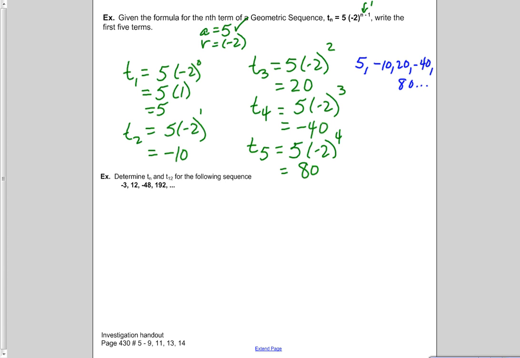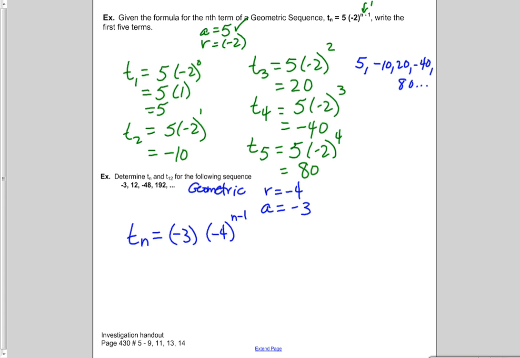Determine the general term and the 12th term for the following sequence, -3, 12, -48, 192. This is a geometric sequence. I can tell because I'm not adding a constant number. I am multiplying by -4 each time. So my ratio is -4. I've done a quick mental check that for all 4 terms it is the same. My initial or first term is -3. So the general term is -3, my first term's value, times the ratio to the n minus 1.